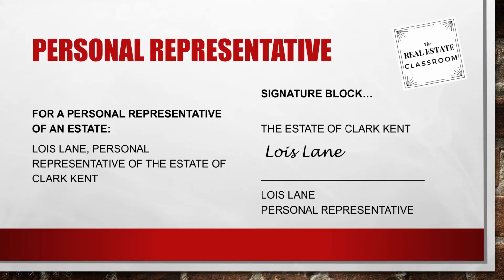Let's go to the next one, a personal representative. This is where we're dealing with an estate situation. So in our example here, Lois Lane is the personal representative of the estate of Clark Kent. So let's say Clark Kent owned a house and Lois Lane is now selling it because she has been designated, either through a will or through the courts, as the personal representative. So here's how the signature block would look. The estate of Clark Kent, and then Lois Lane would sign it, and her title is personal representative.